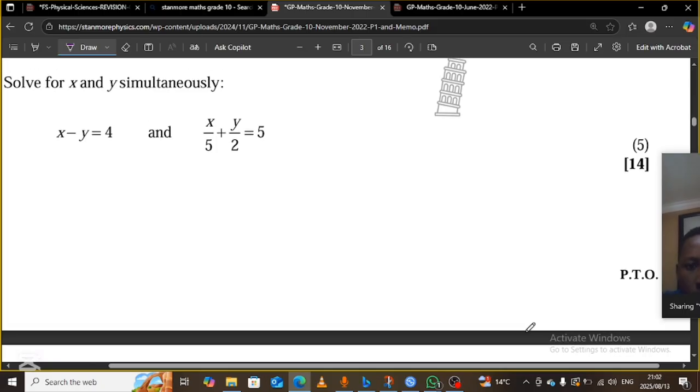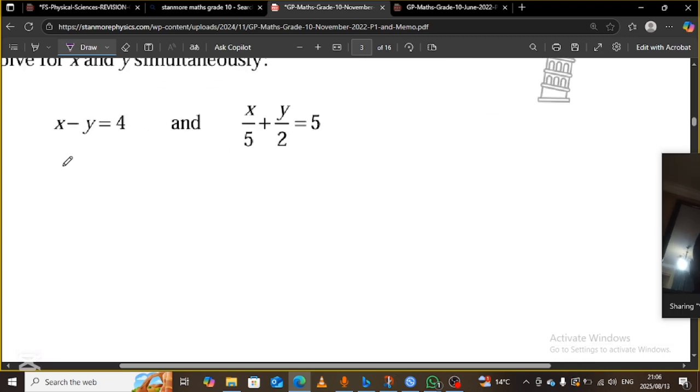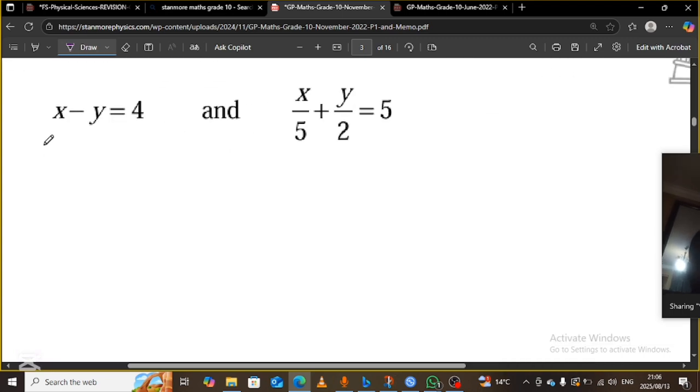Solve for x and y simultaneously. Okay, y equals -1 and x equals 5. Okay, let's check it out. So the first equation that you did, you made x the subject of the formula. So your x was equal to 4 plus y. Yeah.